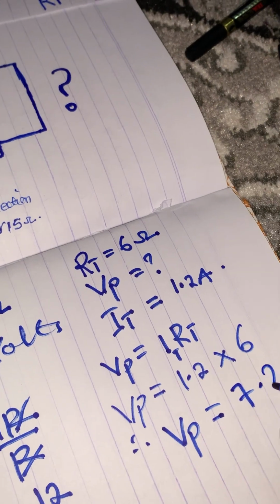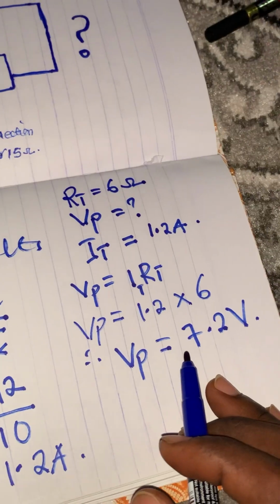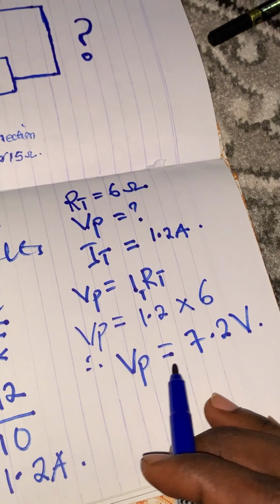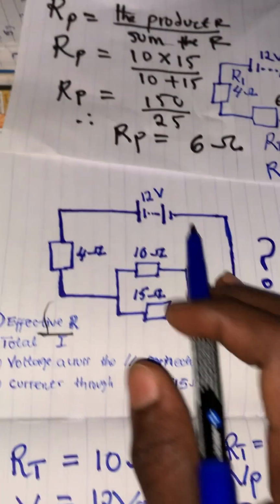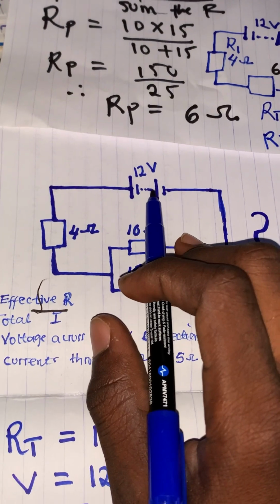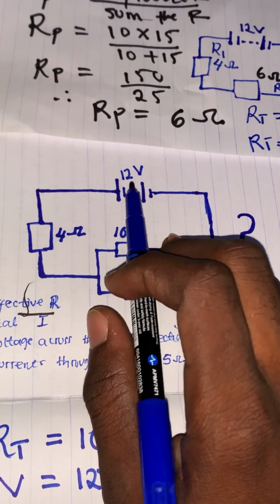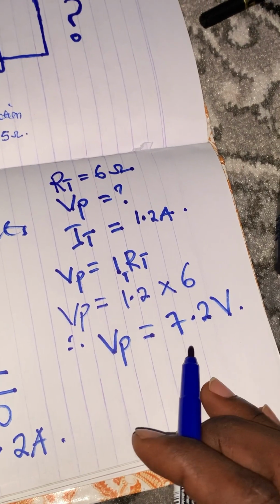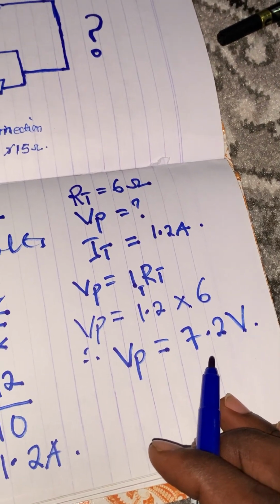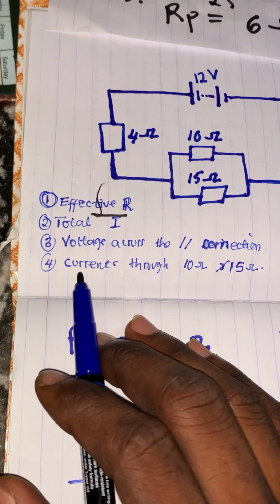Therefore, Vp equals 7.2 volts. You can always realize that the parallel voltage decreases from the normal voltage given in the circuit. The normal voltage was 12 volts, and now the parallel voltage obtained is 7.2. So now let's see the last solution.